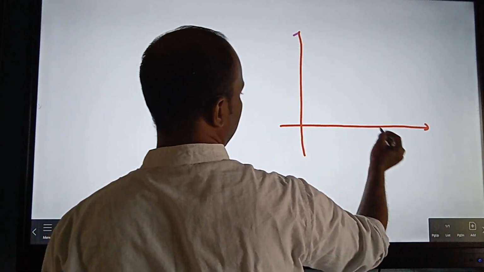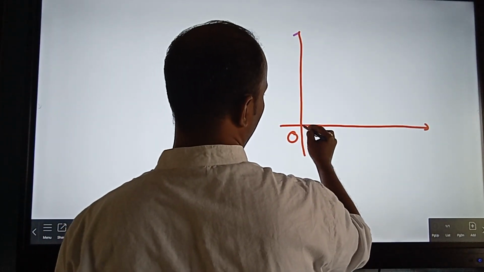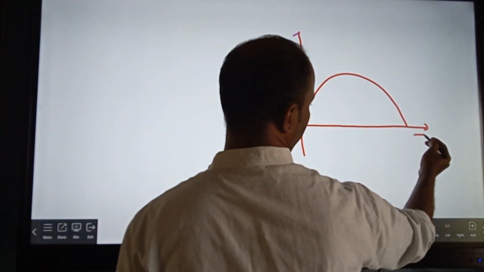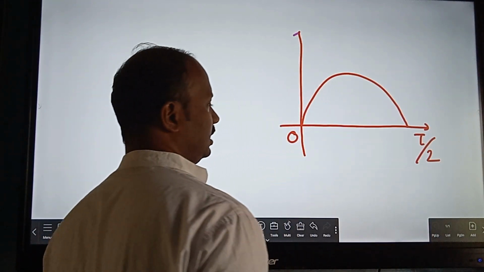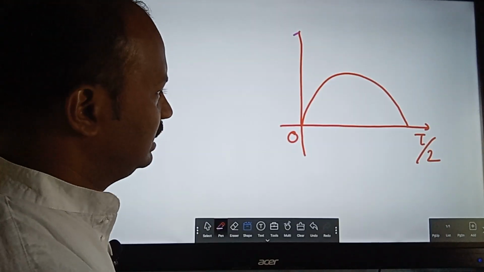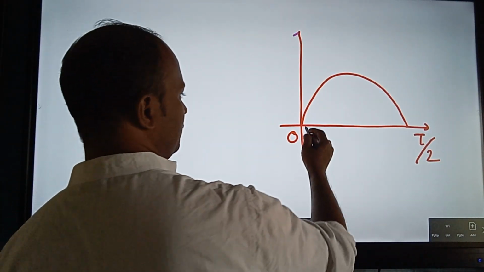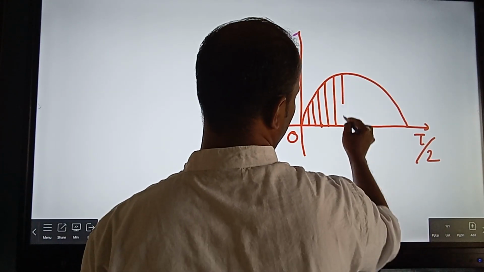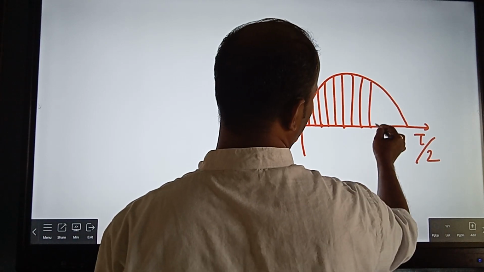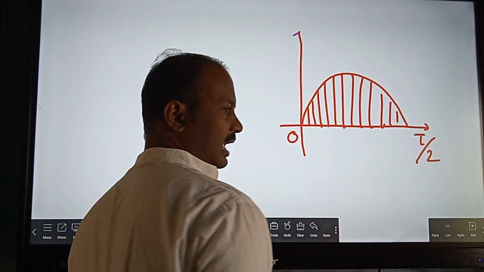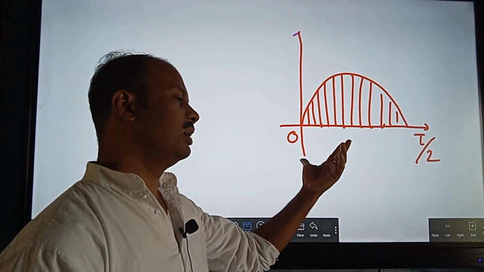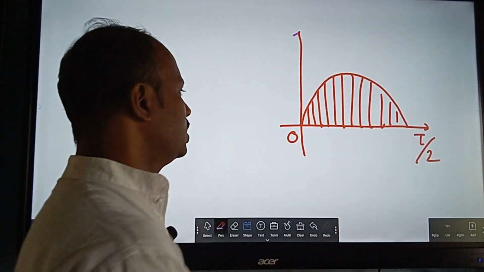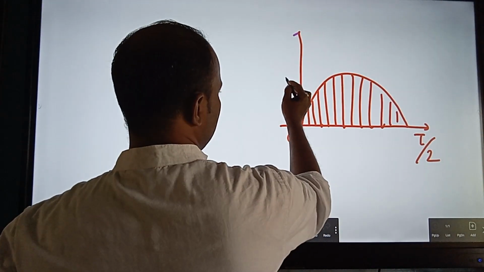Okay. First, this is origin O. Here we draw a half circle. Half circle means the time interval is T/2. So this half circle is divided into small parts. Look at this. So how many parts are there? The number of parts is n. So if anyone asks how many parts are there, we can say the number of parts is n.